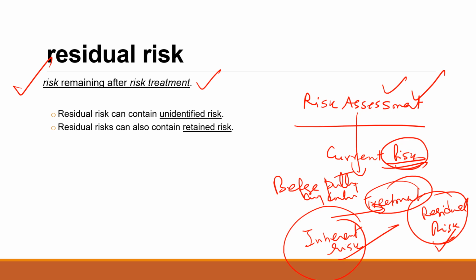You do the risk monitoring also. Risk remaining after risk treatment, residual risk, can contain unidentified risk also. And residual risk can also contain retained risk. So residual risk is the risk remaining after risk treatment. Please be clear about these terms. These are fundamental for understanding the risk concepts.